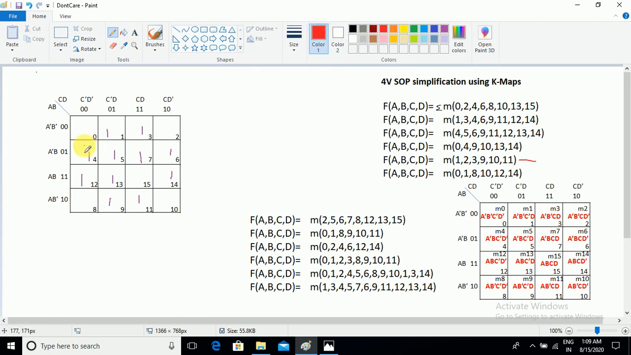First, go to the easy grouping. Here I am going for the easy grouping. First, one easy group with the 4 cells. Next easy group, because 8 cell grouping is not possible. Next easy grouping. 2 easy groups are completed.